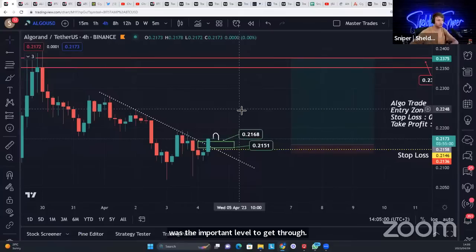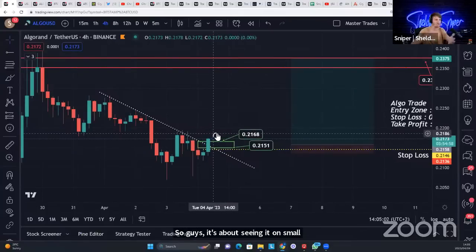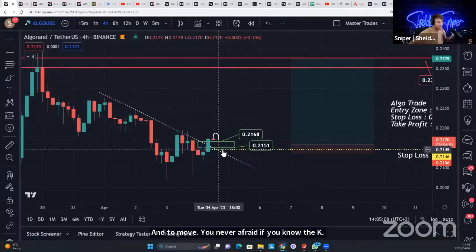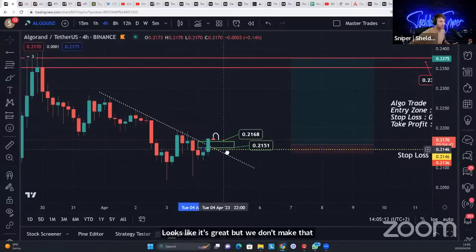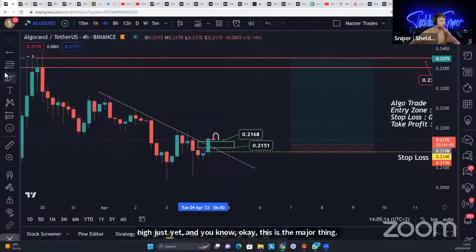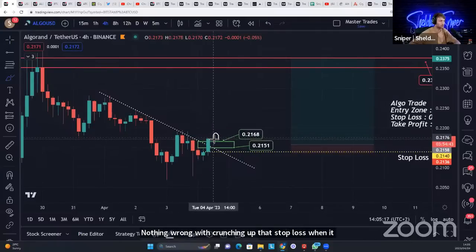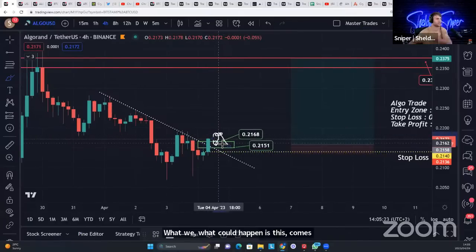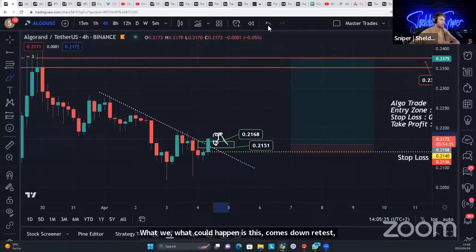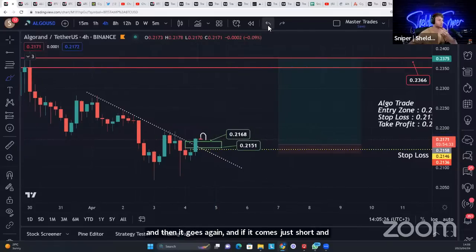You're never afraid. If you know, okay, wow, I've made this now. It looks fantastic. It looks real. It looks like it's great, but we don't make that higher high just yet. And okay, this is the major thing. Nothing wrong with crunching up that stop loss when it comes. So to give you a little bit of understanding again on this over here, what could happen is this comes down, retests, and then it goes again. And if it comes just short and it starts to come down again, you crunch up on that stop loss. It's amazing, guys. It's about understanding what you want to see and playing out your trade.